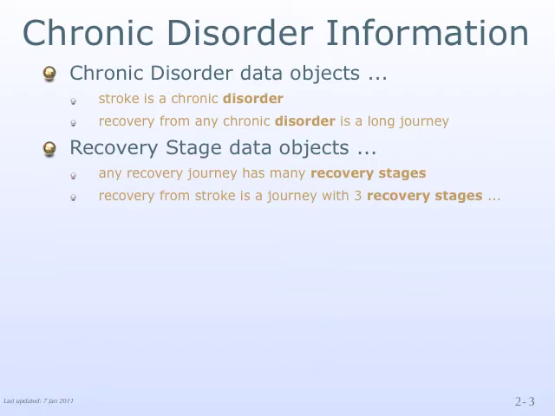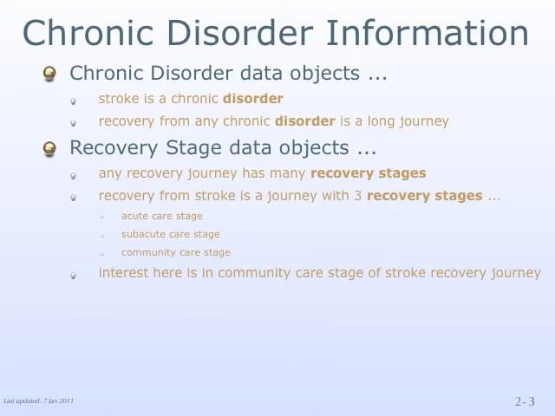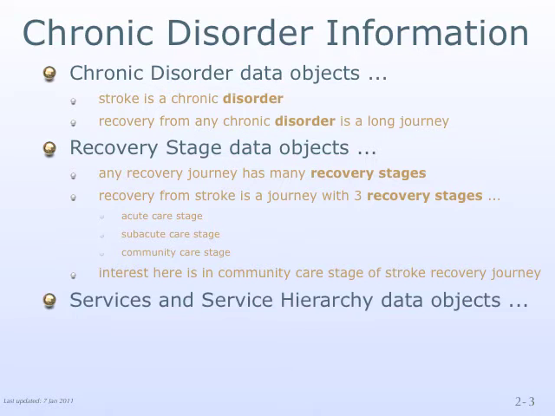Now, recovery from stroke is a journey with 3 distinct recovery stages, namely an acute care stage, a subacute care stage, and a community care stage. And the Stroke Recovery App is primarily interested in the community stage of the stroke recovery journey. We also need to recognise the existence of service data objects and service hierarchy data objects.